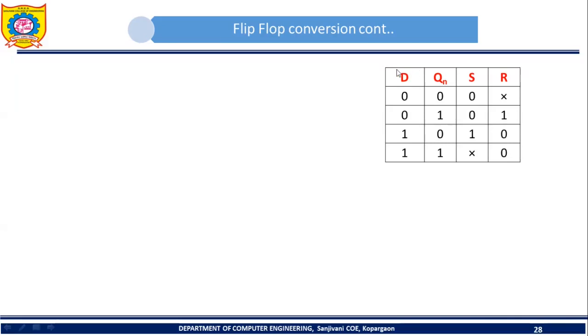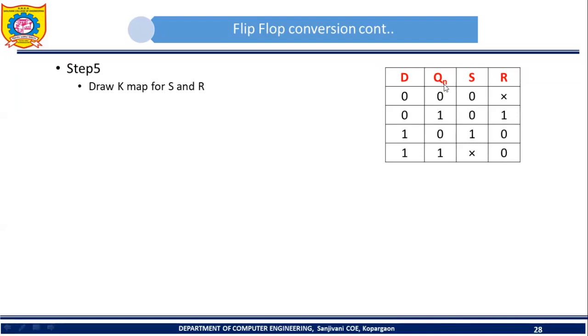Okay, so now I can say that this is the truth table for that flip-flop conversion logic. Here you should consider D and Qn as inputs and S and R as outputs. So step number 5 is to draw the K-map for S and R. There are 2 outputs, so we have to draw 2 K-maps. What type of K-map? 2 variable, 3 variable, 4 variable. See how many inputs are present.